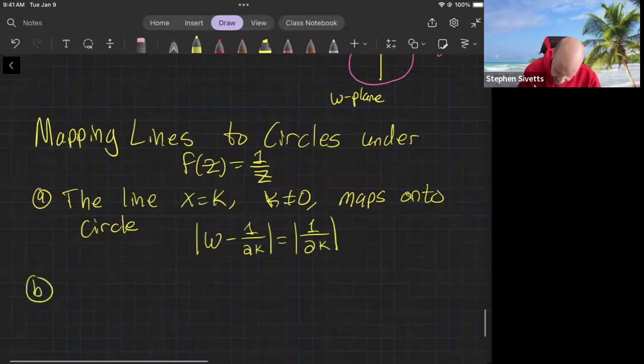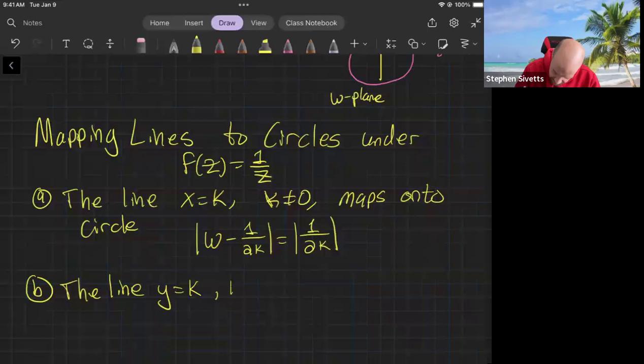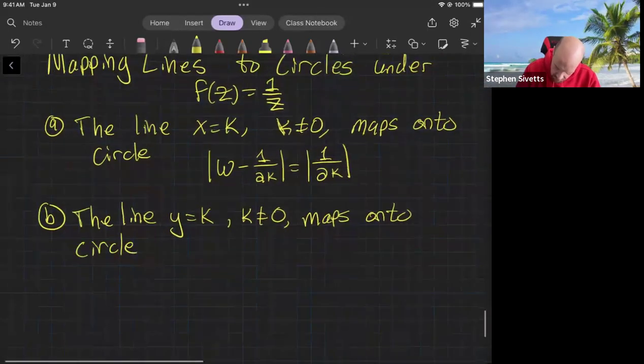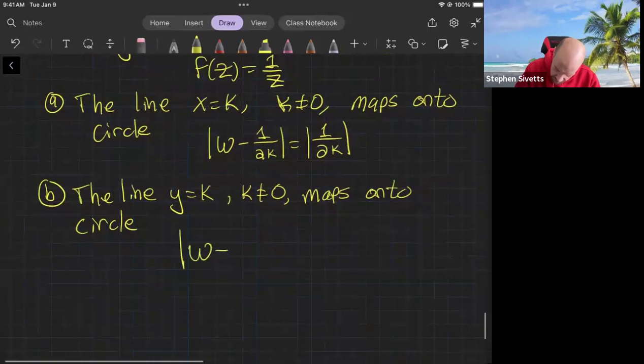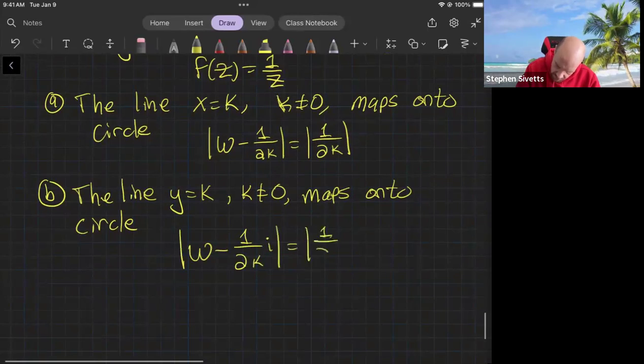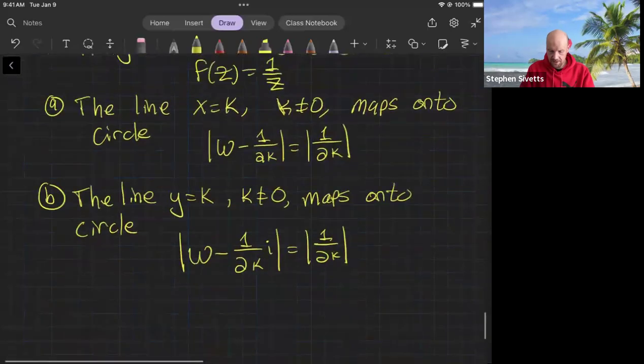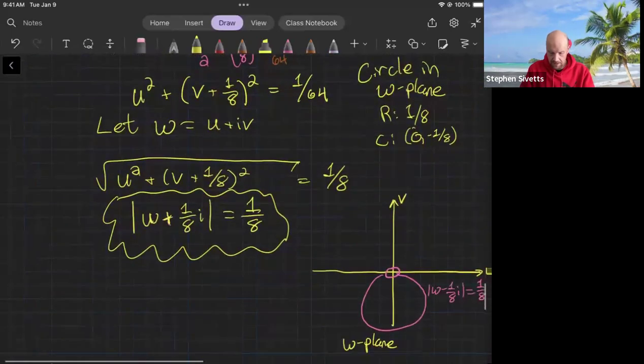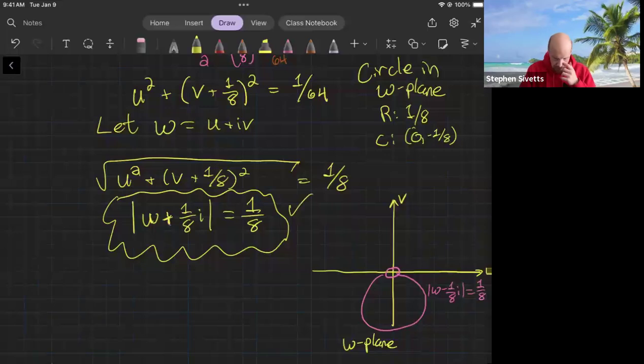And then the second fact is the line y equals k. If k is not 0, maps onto the circle w minus 1 over 2k times i equals the modulus of 1 over 2k, right? And this works out too, because what we looked at here was the circle of radius 1/8 centered at 0, negative 1/8.